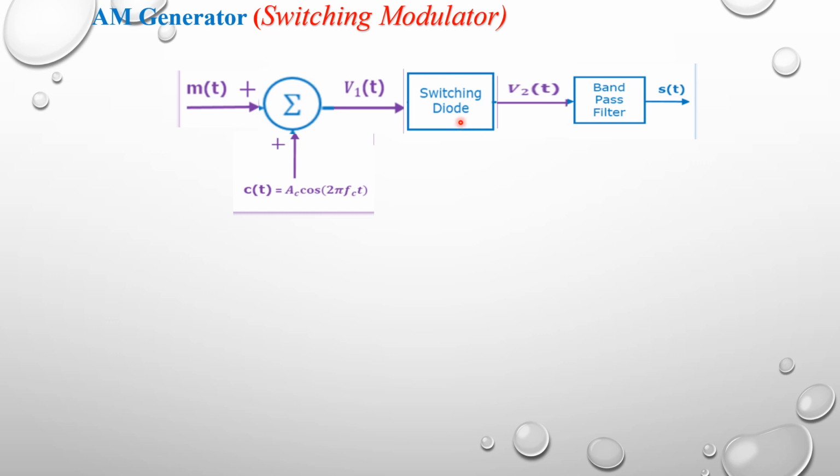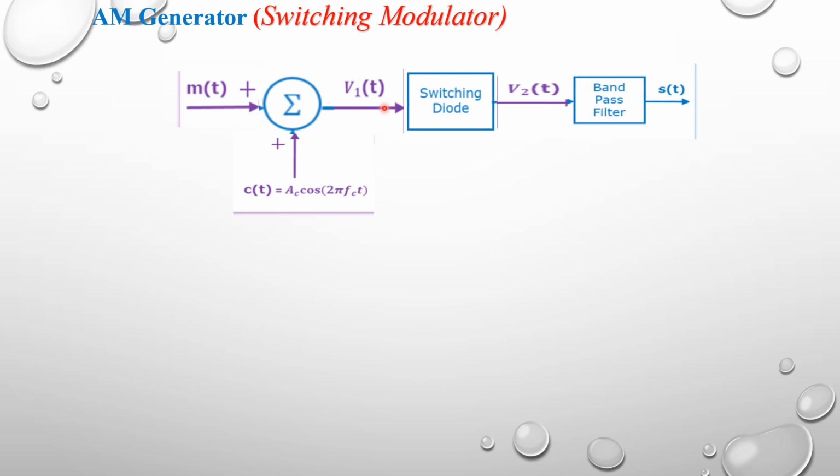band pass filter. The band pass filter passes particular frequencies. For example, suppose we have a signal with frequencies from 1 to 10 kilohertz and we want to extract only 5 to 8 kilohertz. The band pass filter extracts only the 5 to 8 kilohertz frequencies. The main function of the band pass filter is to extract particular frequencies, and the output of the band pass filter is S of t, which is the AM modulated output.